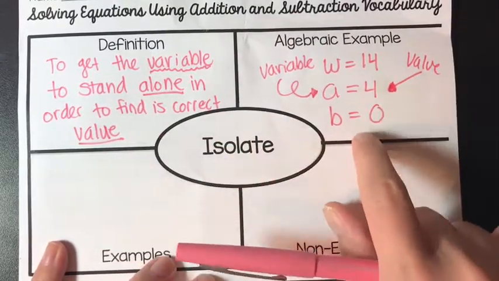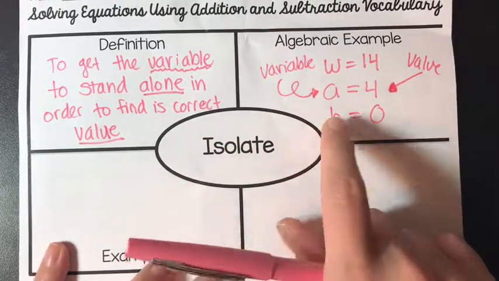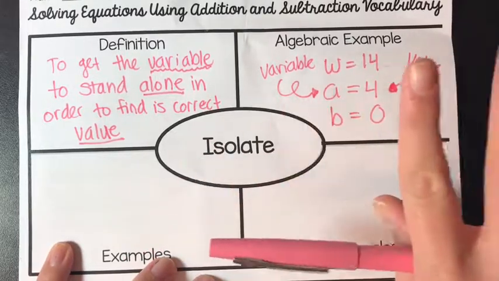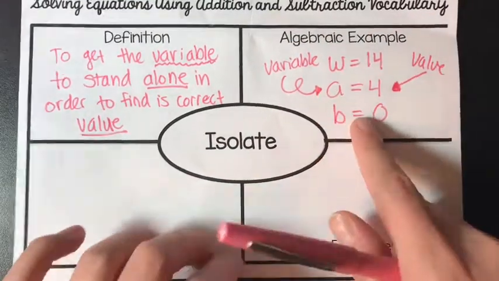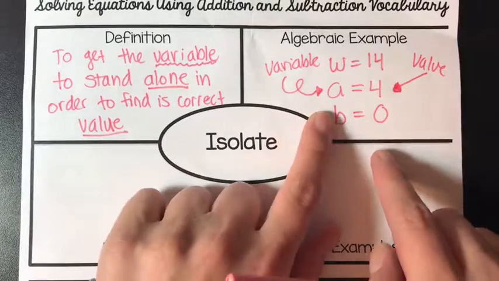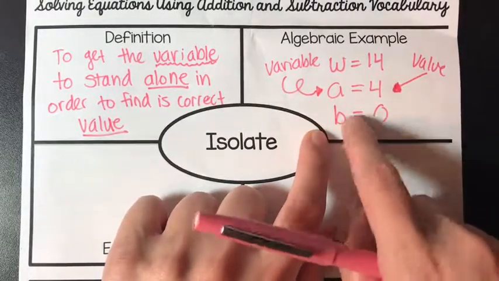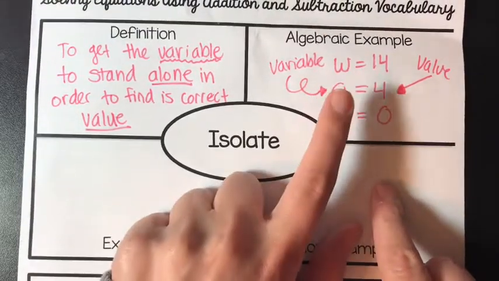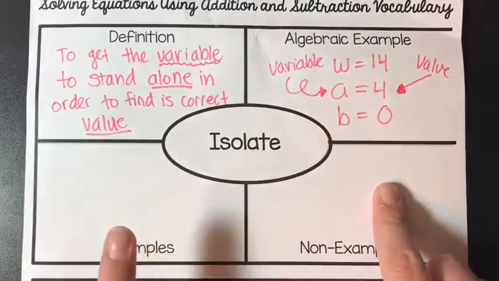This is what an isolated variable looks like. You got the letter symbol on one side with the value on the other. It does not have to be in this order. It can be swapped, but it's balanced with the letter symbol and what number should be in its place. What's in the W box? What's in the A box? What's in the B box?